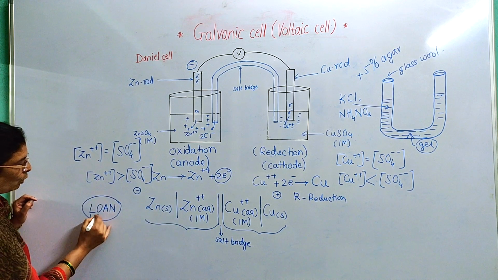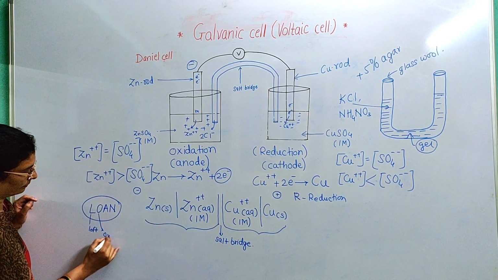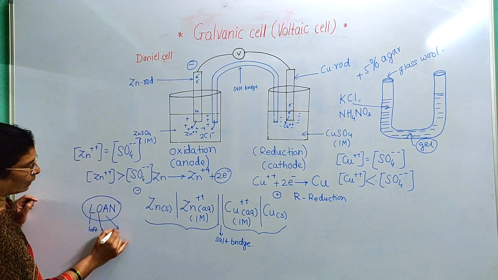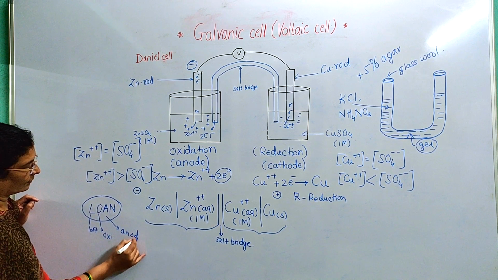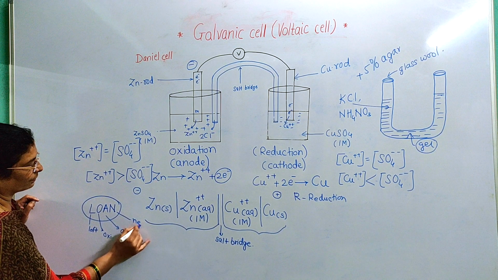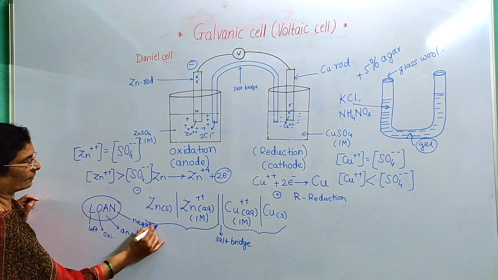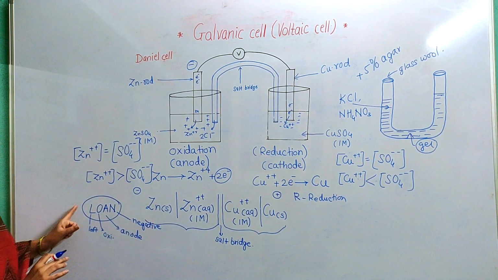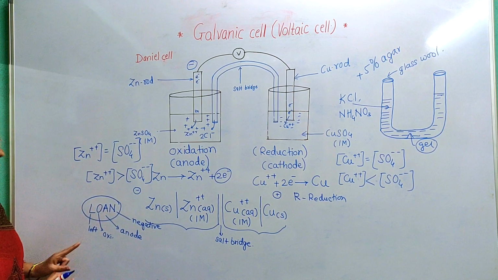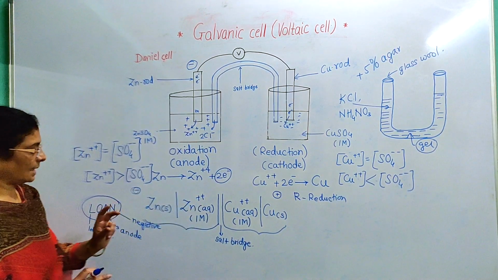L for left. O for oxidation. A for anode. And N for negative. By remembering this word L-O-A-N, loan, you can represent any cell.